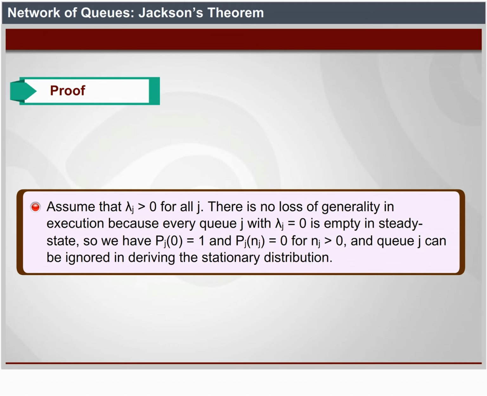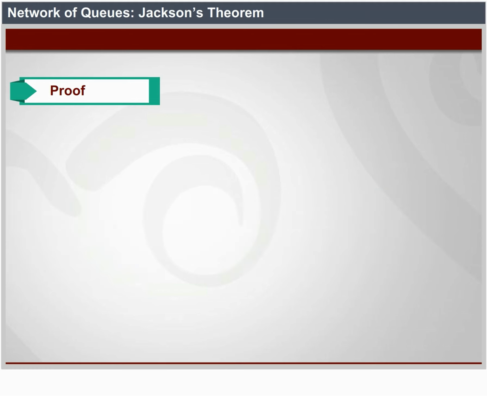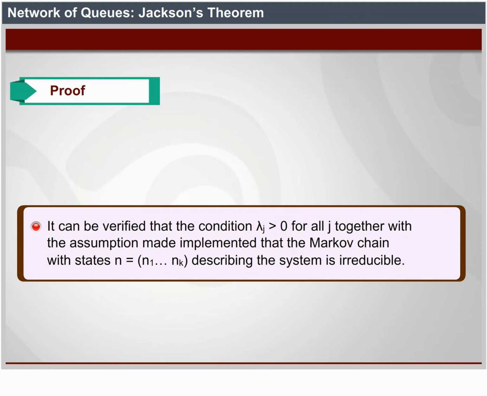So we have pj of 0 is equal to 1 and pj of nj is equal to 0 for nj greater than 0, and qj can be ignored in deriving the stationary distribution. It can be verified that the condition lambda j greater than 0 for all j, together with the assumption made, imply that the Markov chain with the states n = (n1, ..., nk) describing the system is irreducible.